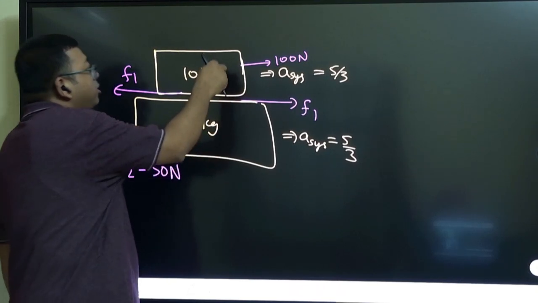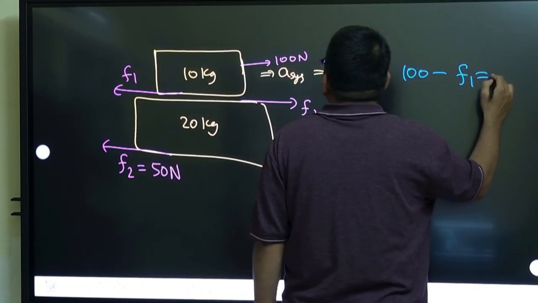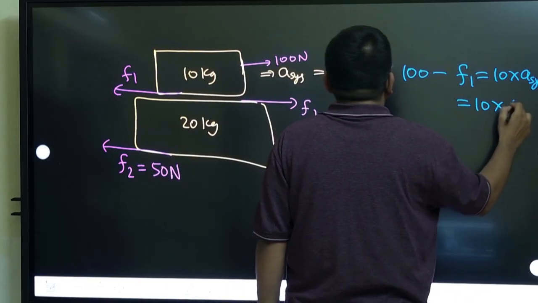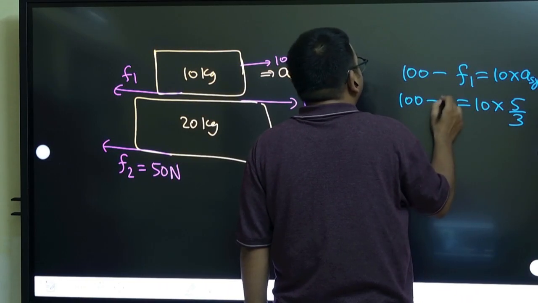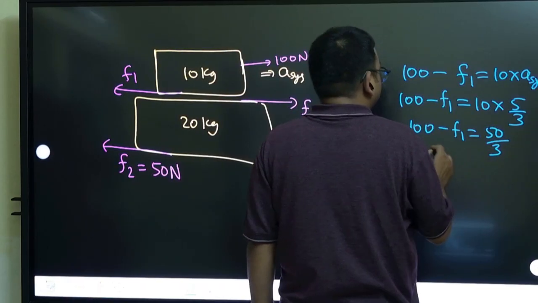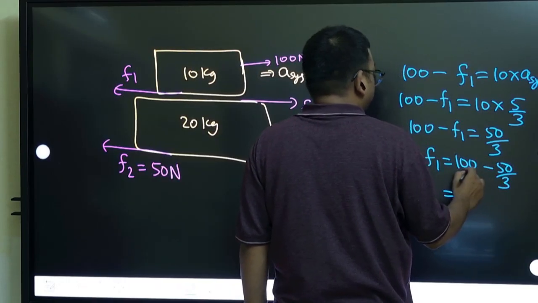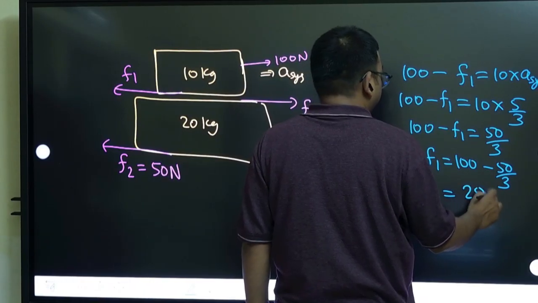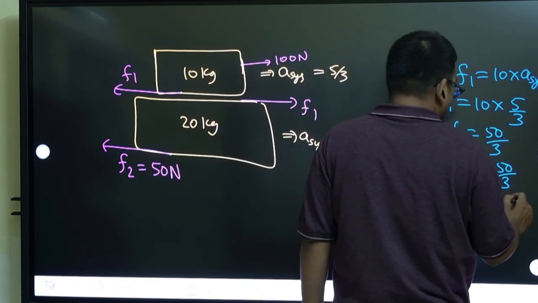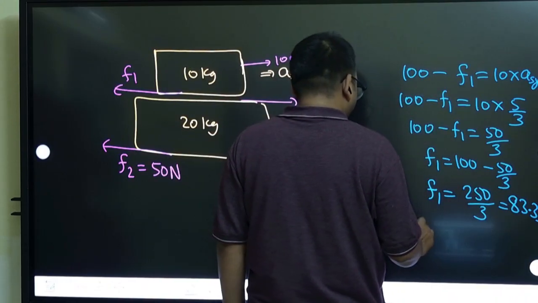Let us say I apply it to the top one. So 100 minus F1, this is the net force, is mass into acceleration of this system. Let us calculate this. 10 into 5 by 3 is 50 by 3, so 100 minus F1 becomes 50 by 3. So F1 becomes 100 minus 50 by 3, so 300 minus 50, 250 by 3. This F1 is coming 83.33? Sorry, 53.33. And what is the maximum value of F1?